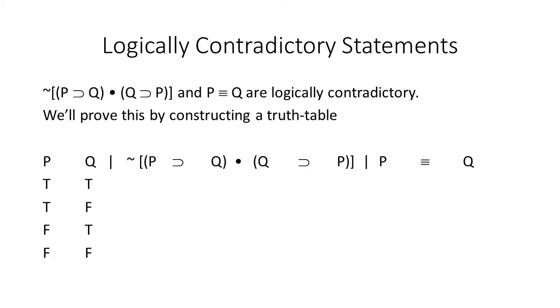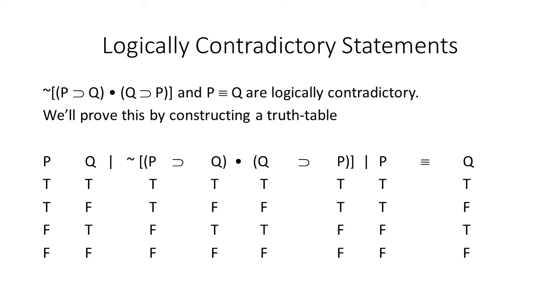All right, so when you started it, it should look like this. And then, of course, we go through and we fill in underneath the statement letters the truth values corresponding to the row. Next, we can solve here and here. And again, we're just applying the truth table for the conditional. Then we solve for what? The dot.